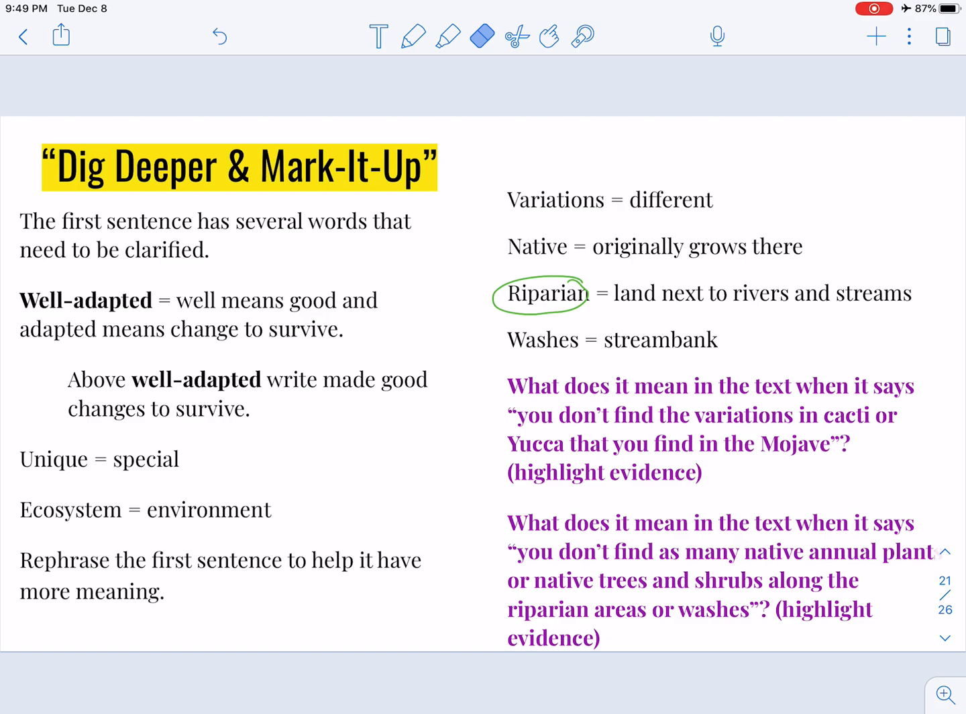The next one. What does it mean in the text when it says you don't find as many native annual plants or native trees and shrubs along the riparian areas or washes? We kind of just answered this. It means that we don't have as many plants or animals that are specifically native to this area. They are not technically endemic. They do not only live in this area.